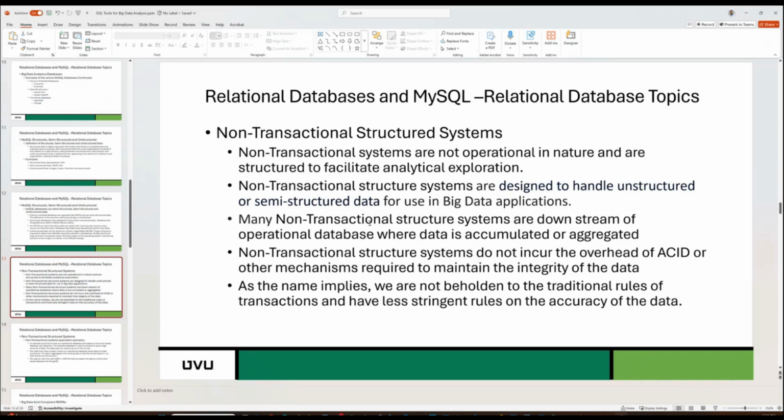So the real power of non-structured systems is really, like I say here, to facilitate analytical exploration. What can our data tell us? What can our data teach us? What does our data say about our company and us as an organization? That is the power of those types of databases.